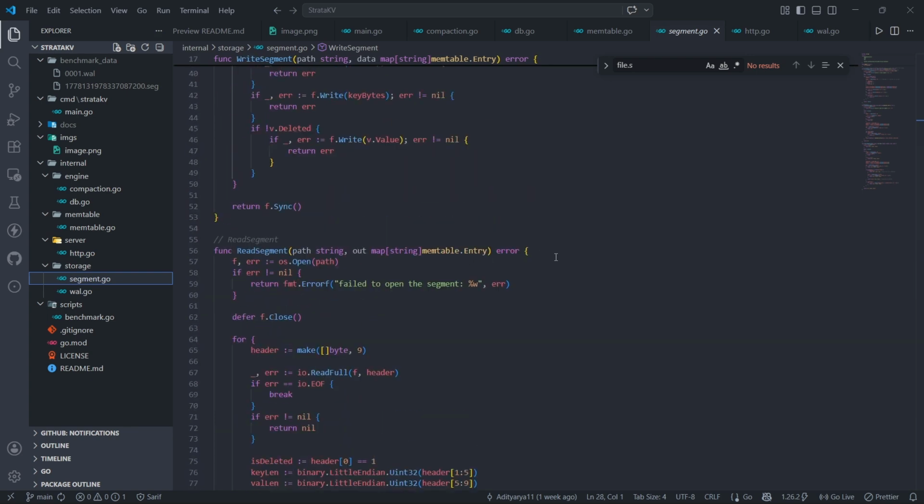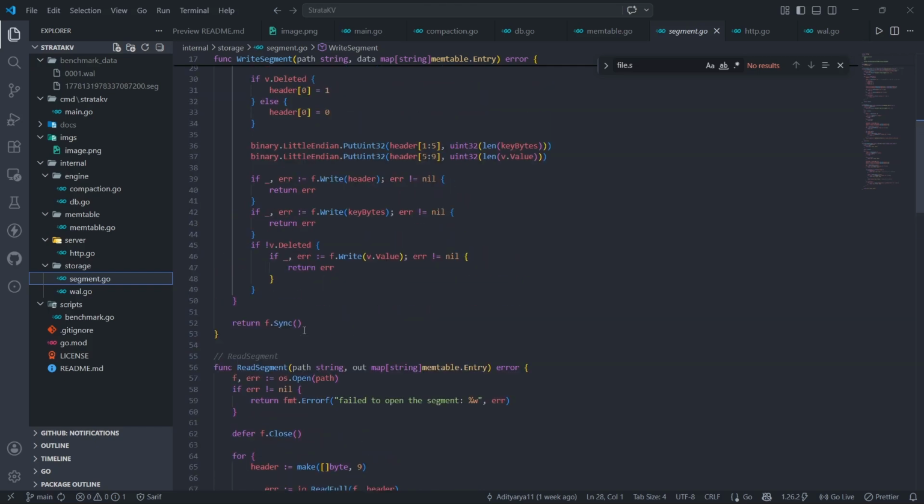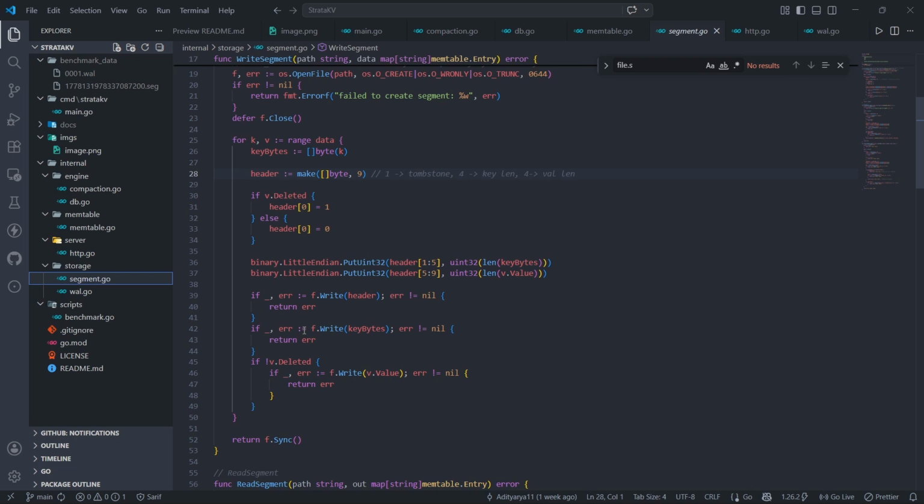I intentionally used immutable segment files because they simplify concurrency and append-only persistence, but they also introduce read amplification over time. I have kept the tombstone for deletion, and it keeps track of which files were deleted, and it will keep track of the older segments as well, as they might have some old data in them. And then the compaction engine.